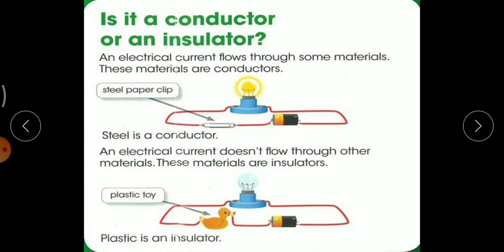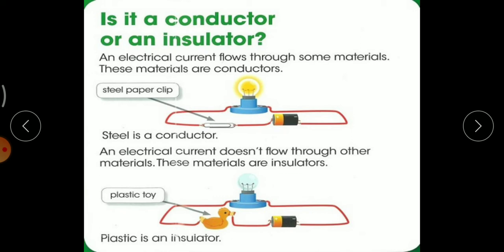Is it a conductor or an insulator? As you can see, two types of circuits are given below. You have to identify through which circuit electric current will pass. Now, this is a bulb, this is a cell, and this red portion is simply a connecting wire. So in short, it is a simple electric circuit which comprises an electric bulb, wire, and a cell.